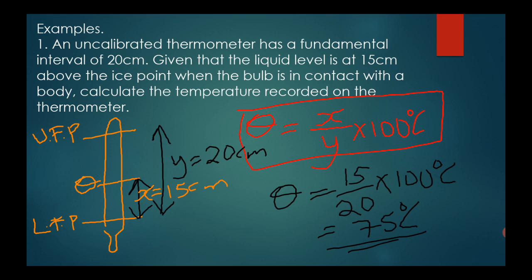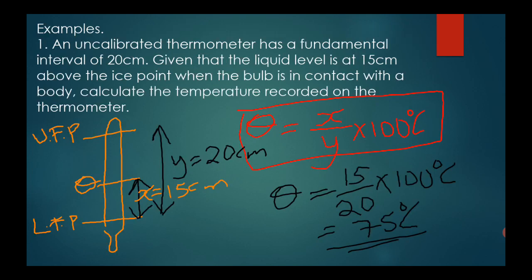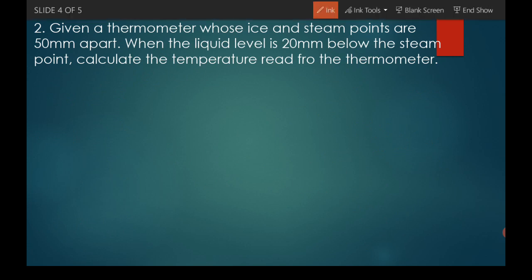Let's have number two. Number two says that given a thermometer whose ice and steam points are 50 millimeters apart, recall, distance apart, so that is the fundamental interval. When the liquid level is 20 millimeters below the steam point, calculate the temperature read from the thermometer. I made a mistake here. From the thermometer.